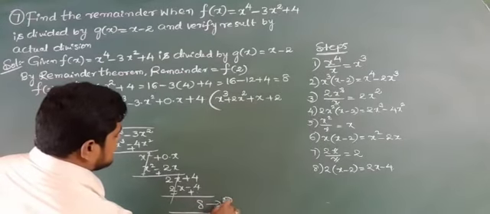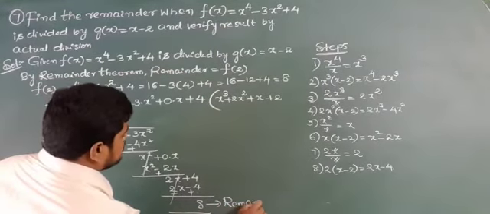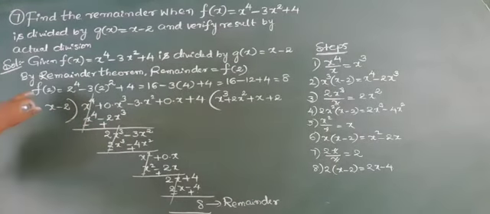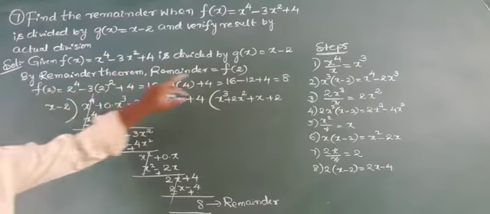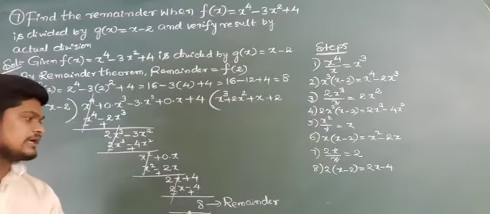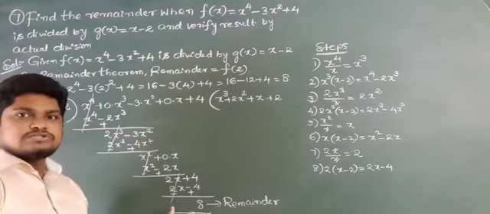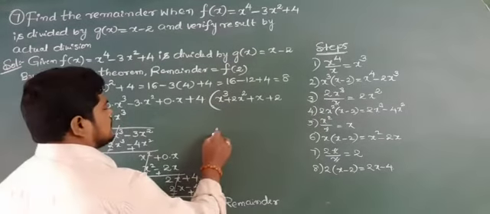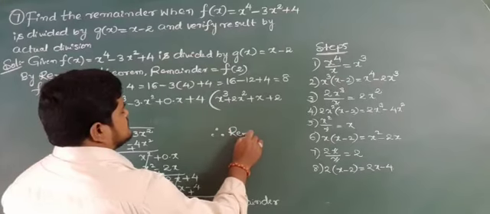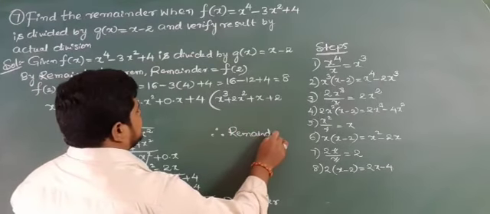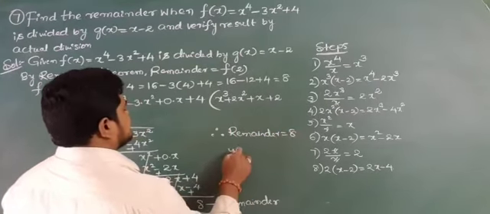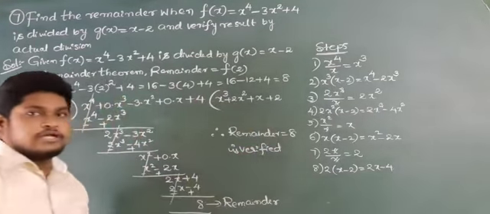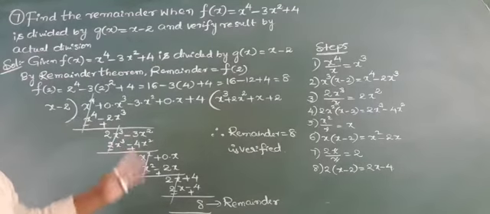So the remainder is equal to 8. But already by using the remainder theorem we got f(2) = 8. This is the remainder. Here also, by actual division, we are getting the remainder as 8. Therefore, remainder equal to 8 is verified. So in the two cases we got the same remainder, that is 8.